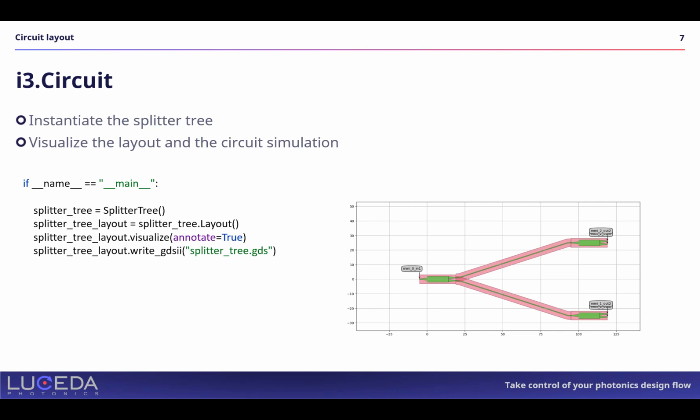The .visualize method takes an optional parameter called annotate. By setting annotate equals true, this method will add annotations for all exposed ports on the layout, making it easier to identify the connections and components. Finally, the write GDS2 method is used to save the layout as a GDS2 file.